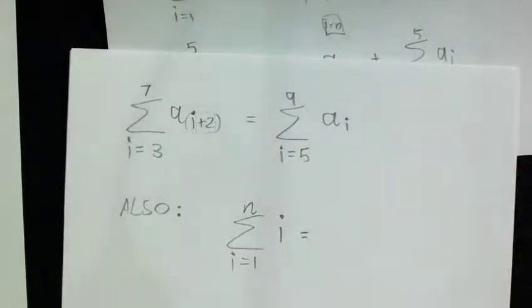So if you add up i from 1 to n, so that means when i is 1, the answer is 1. When i is 2, the answer is 2. When i is 3, the answer is 3. So it's 1 plus 2 plus 3 plus all the way up to n. That adds up to this.